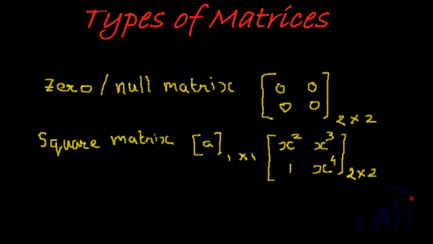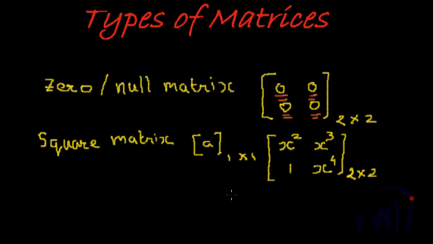Then we have the zero or null matrix, where every element in the matrix is 0. As you can see, this is a null matrix with all elements being 0. Typically, this will result when we do any mathematical operation, and the order of a null matrix can be anything, though we have seen a 2 cross 2 matrix here.